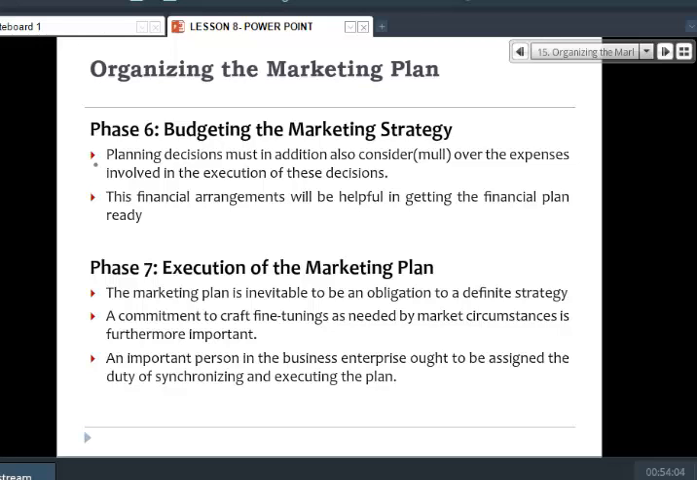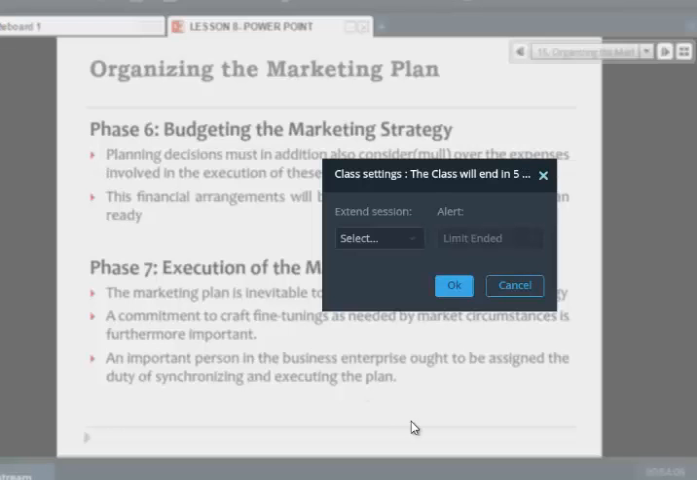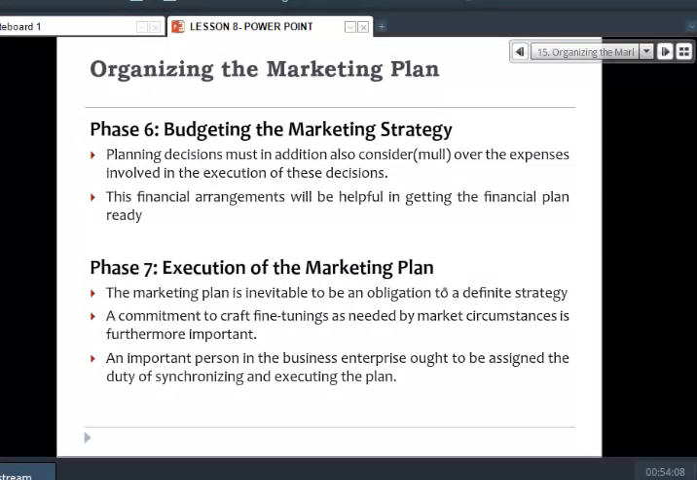Stage 7 is the execution of the marketing plan. The marketing plan is inevitably an obligation to a definite strategy. The commitment to craft, draft, define, and tune as needed by the marketing circumstances is therefore important. An important person in the business enterprise ought to be assigned the duty of synchronizing and executing the plan.